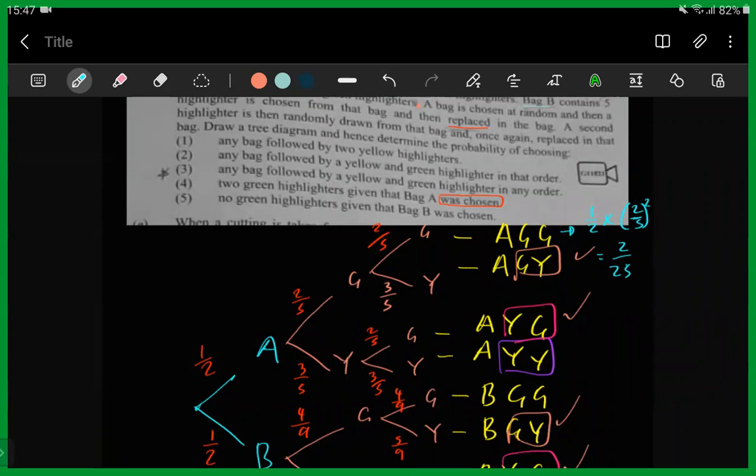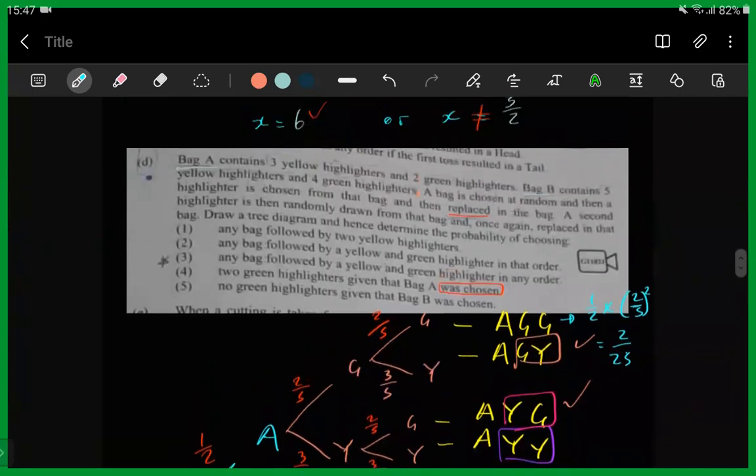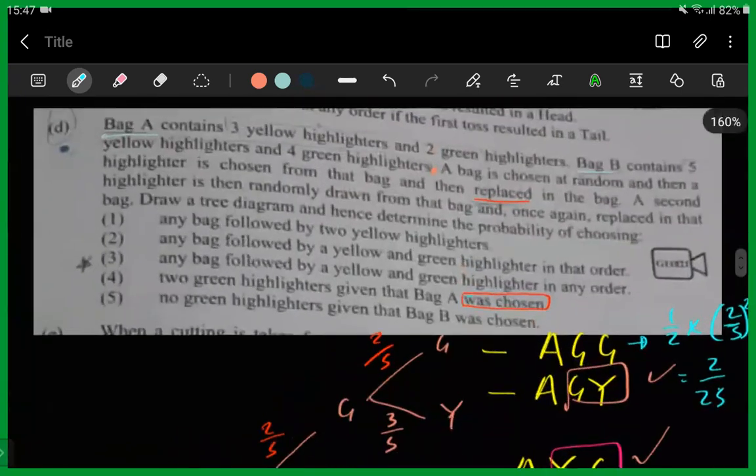Oh, ask my teacher. Mm-hmm. I did ask my teacher, and he said we had to multiply by 1 to get the 4/25 because it's 1 bag. That's what I was told. I did ask him yesterday when I went to class. Okay, now I understand, but I still don't agree with that, because it doesn't make any sense. Because if they're saying 2 green highlighters given that bag A was chosen, then whichever way. Okay, the next one though: no green highlighters given that bag B was chosen.